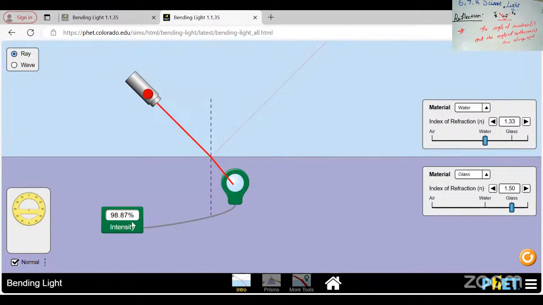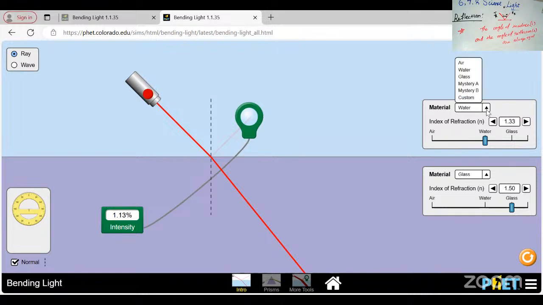So the intensity also is 98.87%. In water medium, it is only 1.13%. Okay. So it is a very big difference in the intensity.